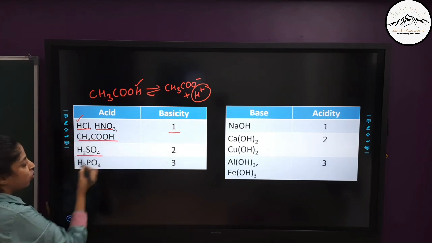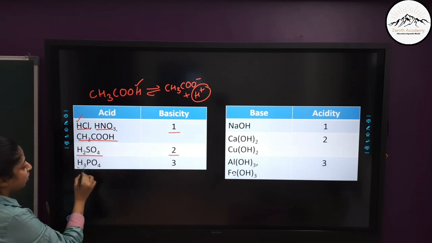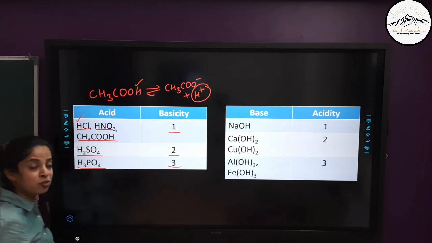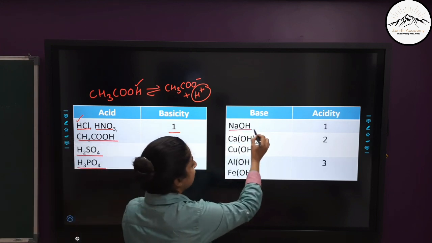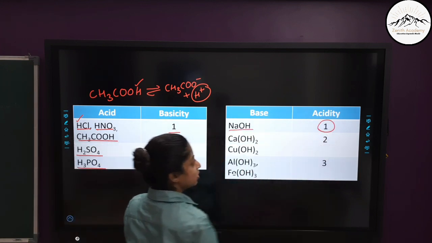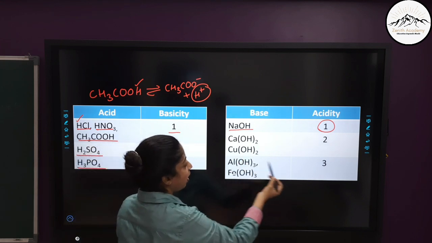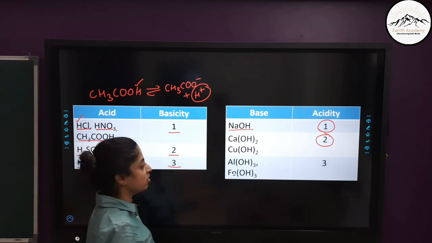Then H2SO4, we already saw that its basicity is 2, and H3PO4, we also saw that its basicity is 3 because it produced 3 hydronium ions. Here we saw NaOH gave 1 OH minus ion, so the acidity of this base is 1. Calcium hydroxide and copper hydroxide gave 2 because they have 2 hydroxyl ions.